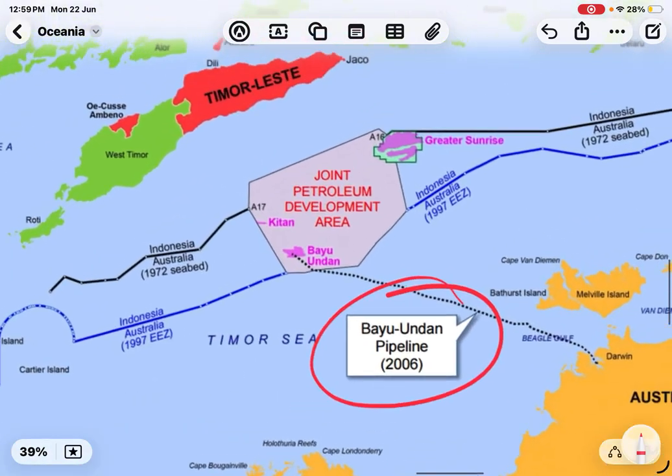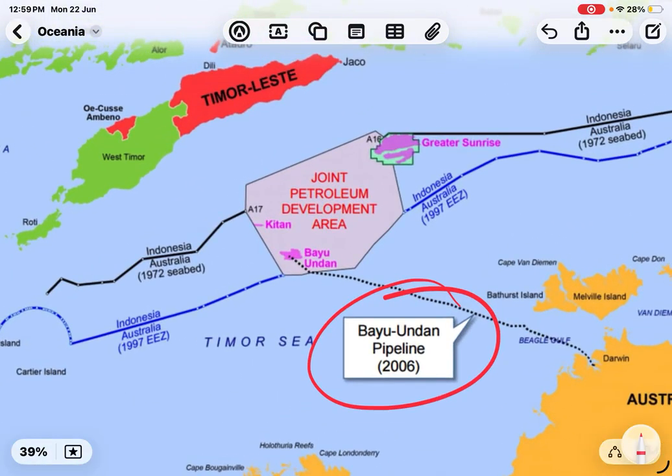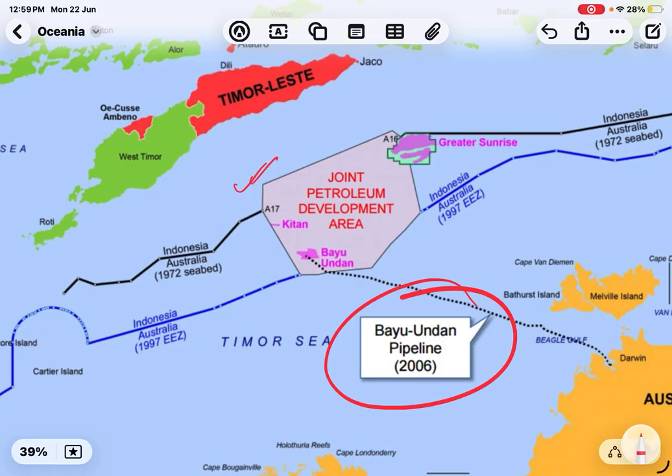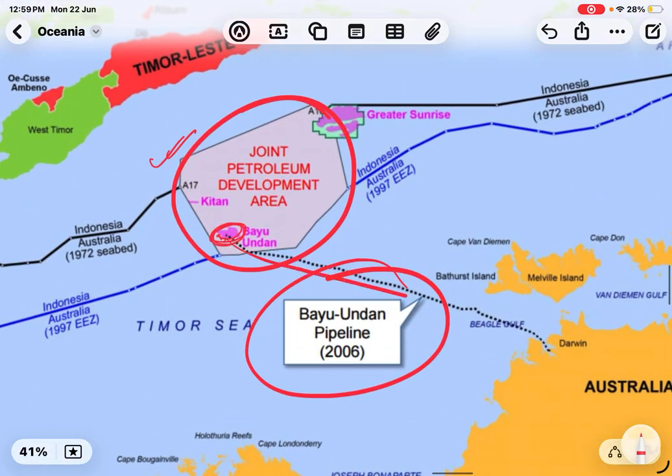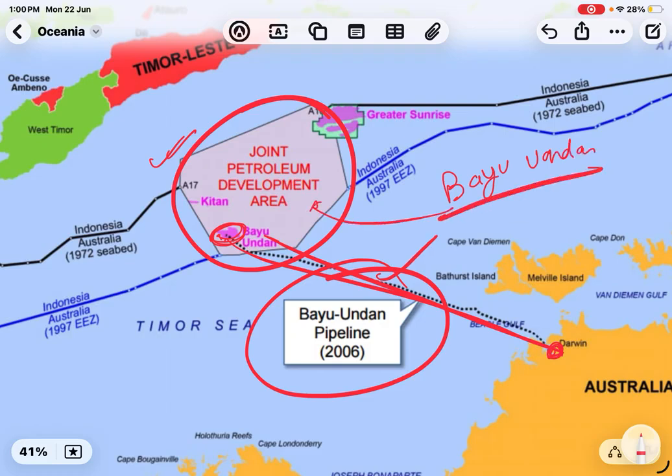So this is a joint development plan that was established by Indonesia and Australia for finding petrochemical reserves, and a pipeline from the Bayu-Undan field was started by Australia up to Darwin. So you should remember Bayu-Undan is part of the Joint Petroleum Development Area, and the pipeline is for Australia.